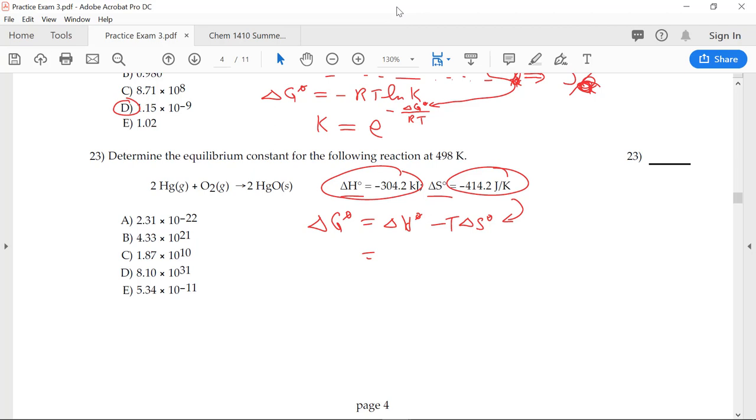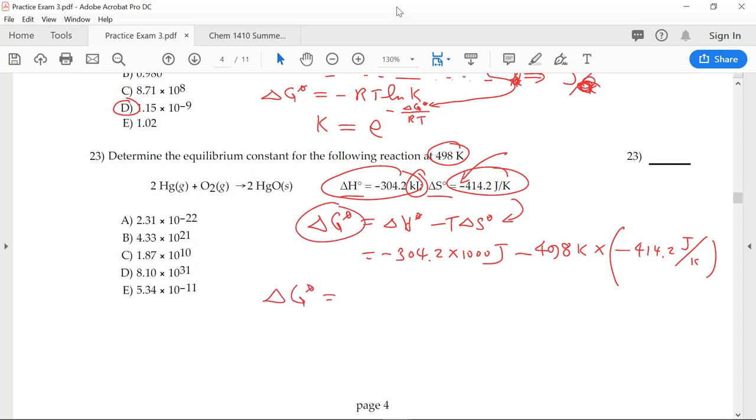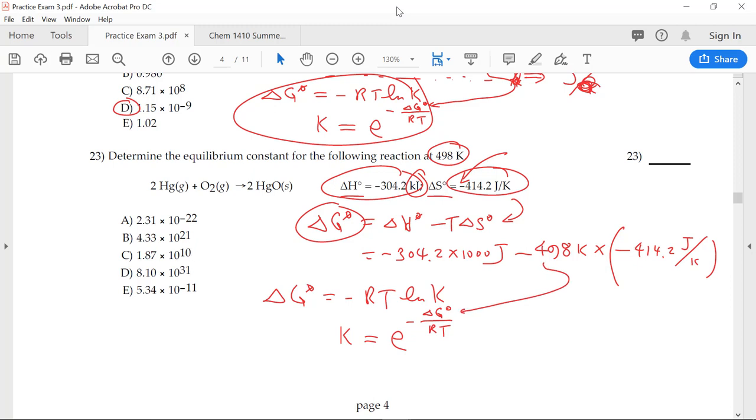But when you do the substitution, do remember that H has kilojoule. You will need to multiply by 1,000, so this becomes joule. Minus T is going to be in Kelvin, 298 K times delta S. Don't forget the negative sign over here, it's negative 414.2 joule per K. So you do this calculation first. Then, for delta G, these two equations, as you see over here, are equivalent. I always write both just for teaching purposes. What you need is actually the second one only, which is K equals e raised to negative delta G over RT. So here this will give you joule already. So substitute that number in, and you will be able to get your correct answer. Question number 23, C is the correct answer.